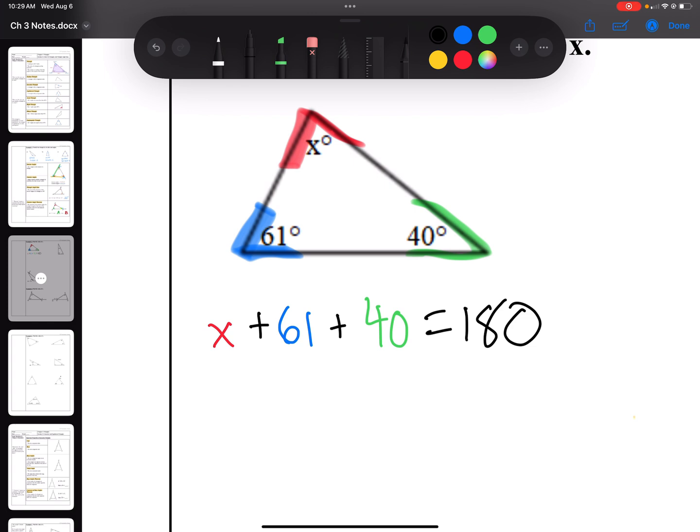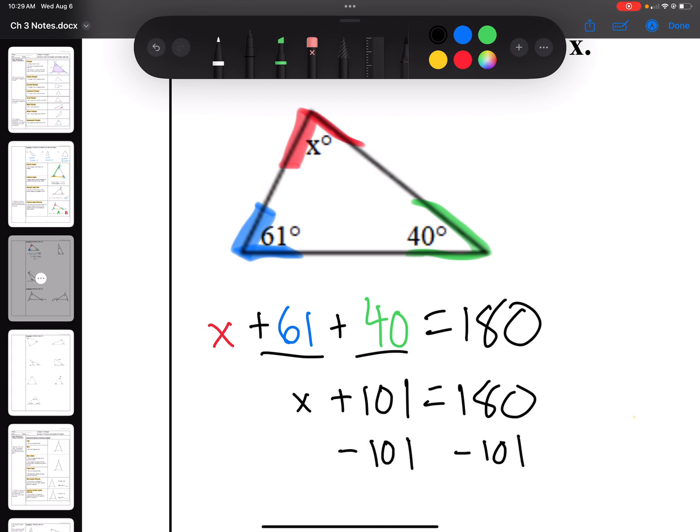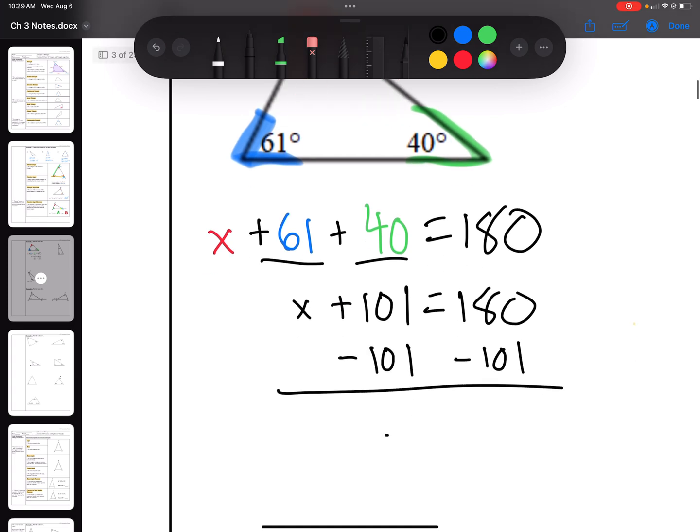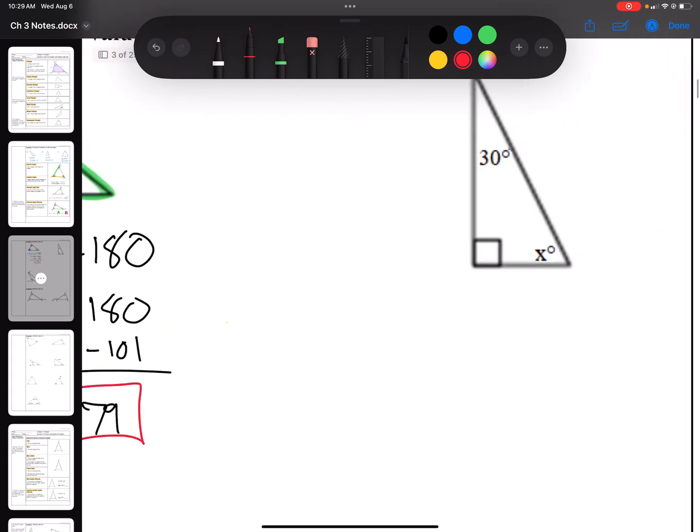So now what we're going to do is combine our like terms on the left, the 61 and the 40. I can add those together. And then next step to solve this equation, all I need to do is subtract both sides by 101. And I found that x has to be 79. Next problem.